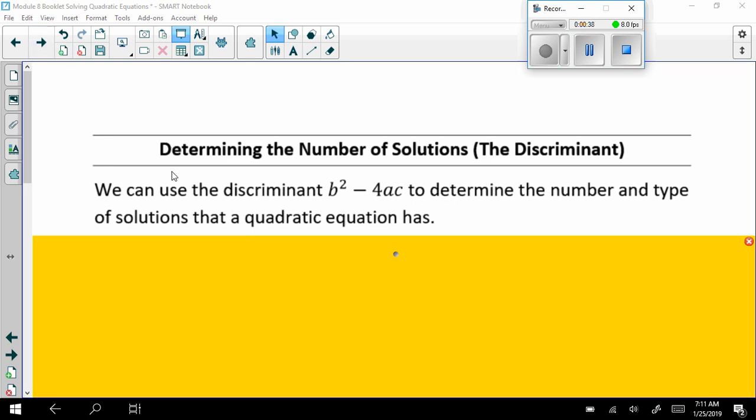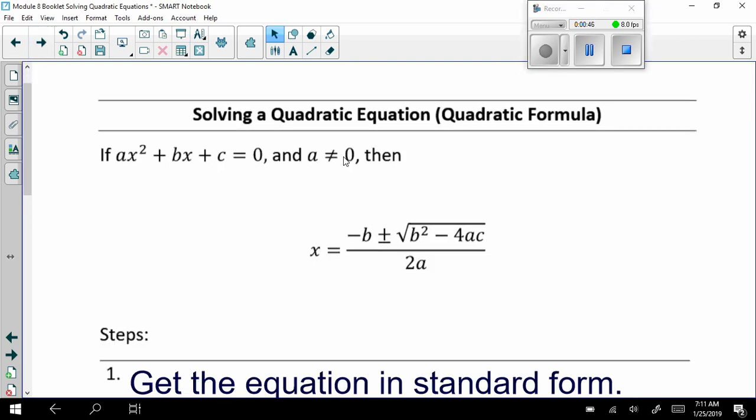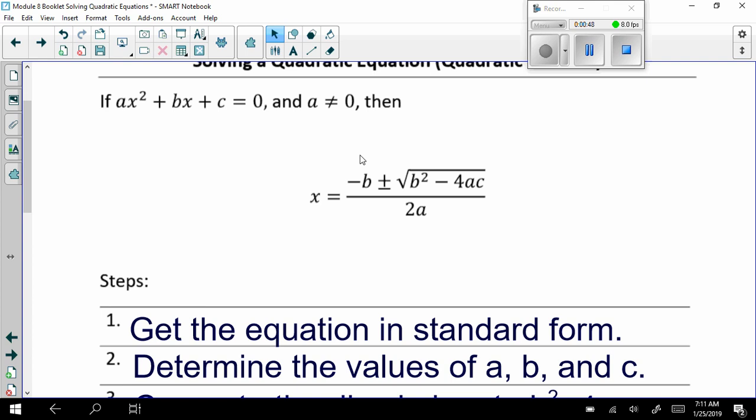Now, the discriminant itself is b squared minus 4ac, and it is part of our quadratic formula. So this is our quadratic formula, which we're going to talk more about tomorrow, but you'll notice that the b squared minus 4ac is right here under the square root. So that's the entire quadratic formula, and this part right here is what we're looking at today.